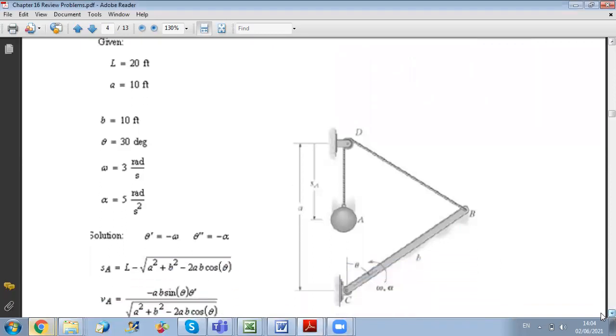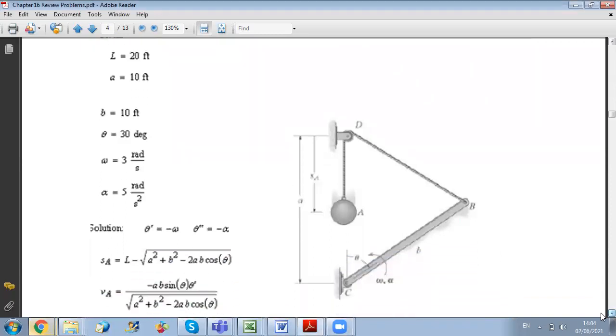So let us look at the figure. What do we know here? We know the motion of the rod BC. For rod BC, we know that it's rotating and we completely know its motion. We know its angular velocity and its angular acceleration, omega and alpha. And both are counterclockwise. Now, our purpose is to determine the velocity of A and the acceleration of A.